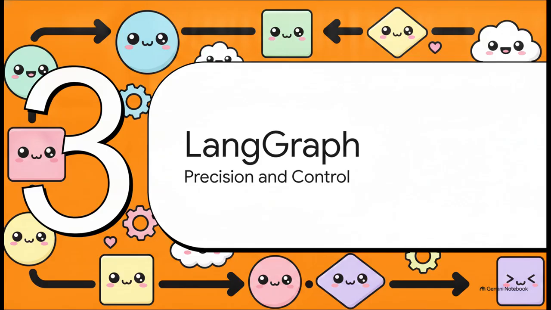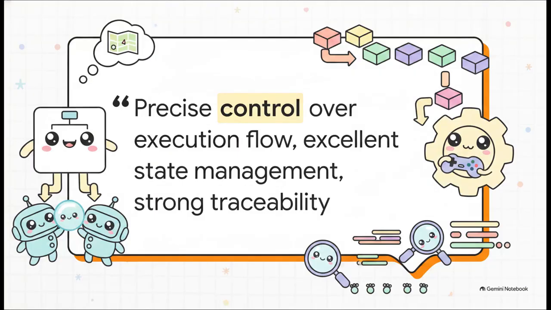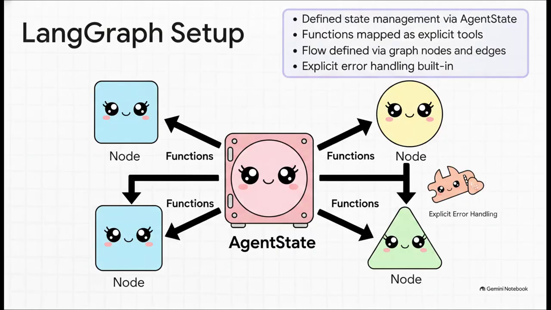Next up, Section 3, LangGraph, precision and control. If CrewAI is that autonomous human team, LangGraph is your hyper-precise deterministic flowchart. Just look at this quote: precise control over execution flow, excellent state management, strong traceability, and debugging. With LangGraph, you are absolutely not relying on the LLM to autonomously figure out who to pass the baton to. You, the developer, are in the driver's seat, explicitly drawing the map and managing exactly what data moves from step A to step B.